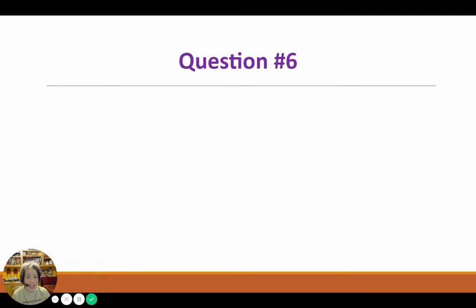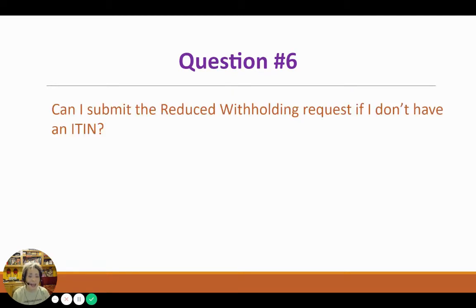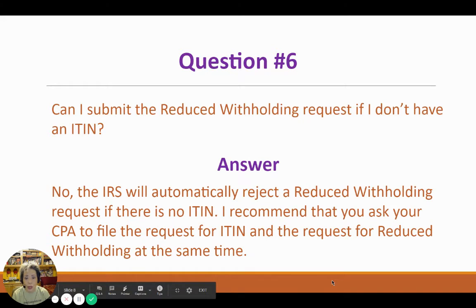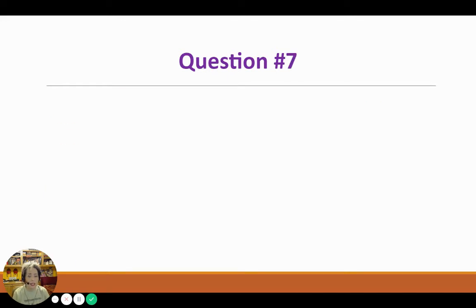So, question number 6. Can I submit the reduced withholding request if I don't have an ITIN? And the answer is no. The IRS will automatically reject a reduced withholding if there's no ITIN on it. So I recommend that you ask your CPA to file the request for ITIN and the request for reduced withholding at the same time.